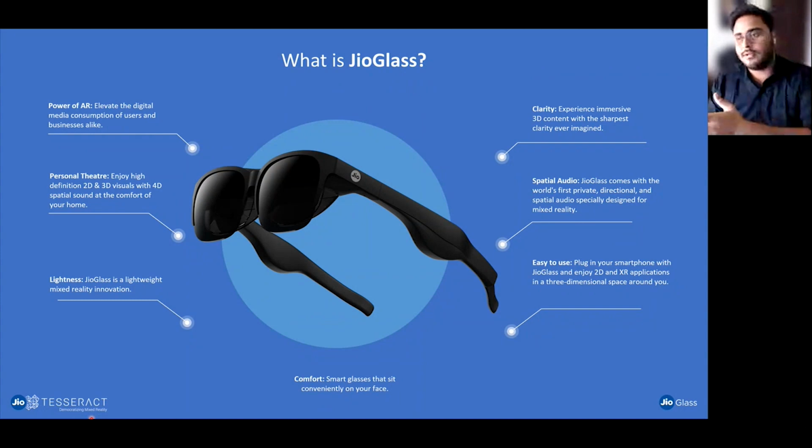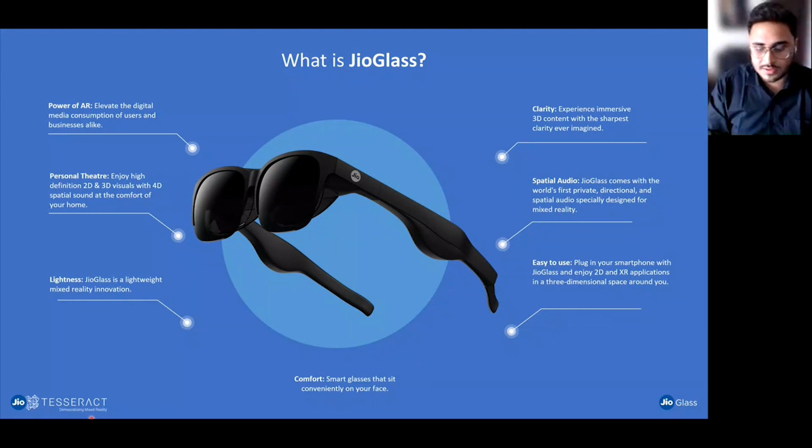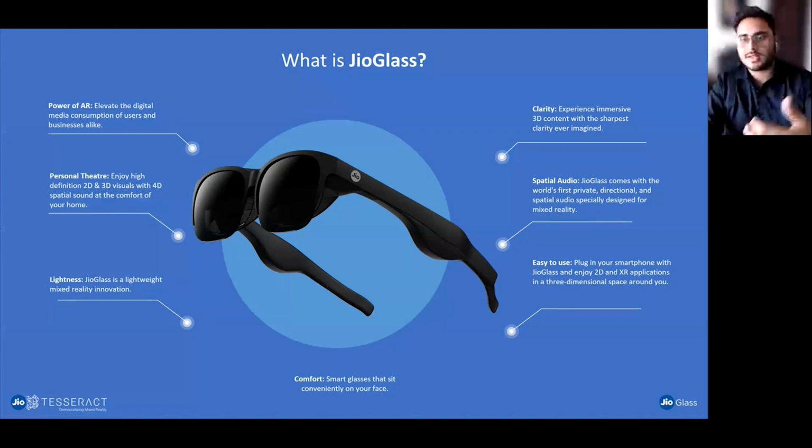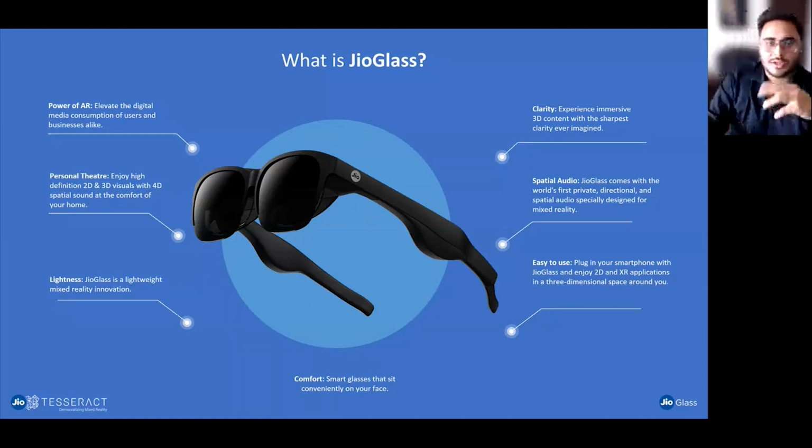So at this point, I've covered what we are as a company, what we do as Jio Tesseract, and what we're doing with JioGlass. And now I would like to come to the core of this topic. How do you, as a developer, come to us, pitch an app idea to us, and get to a point where your application is live on the JioGlass store?